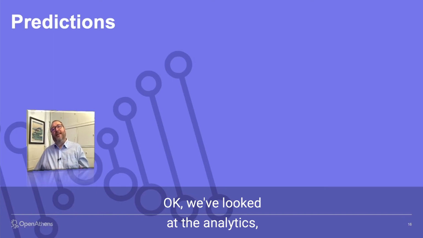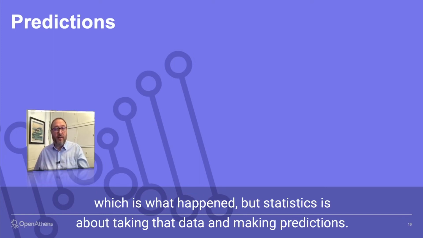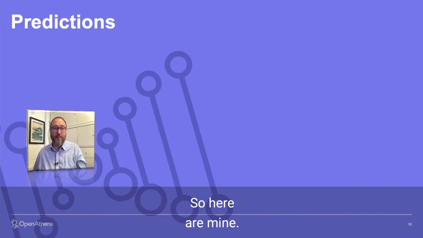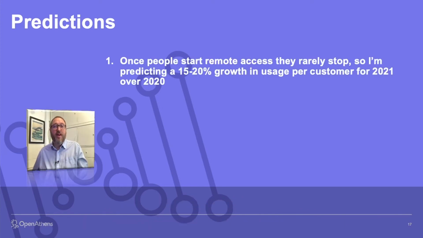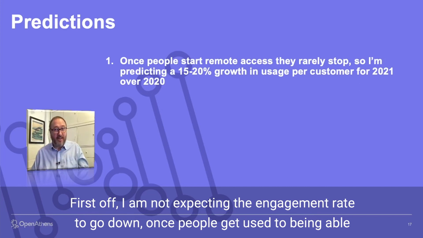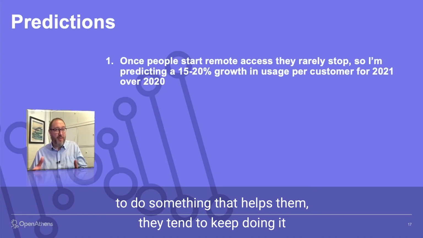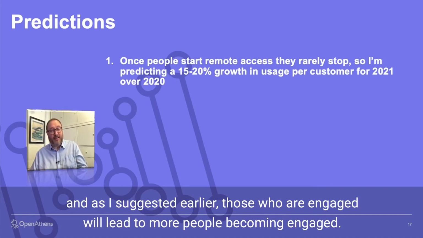Okay, we've looked at the analytics, which is what happened, but statistics is about taking that data and making predictions, so here are mine. First off, I am not expecting the engagement rate to go down. Once people get used to being able to do something that helps them, they tend to keep doing it, and, as I suggested earlier, those who are engaged will lead to more people becoming engaged.